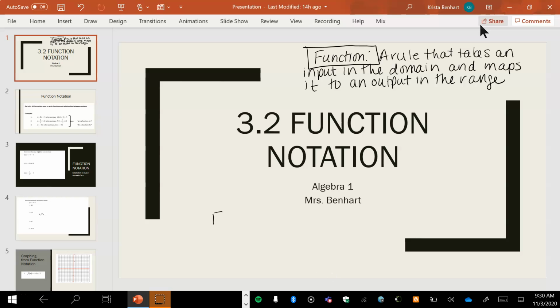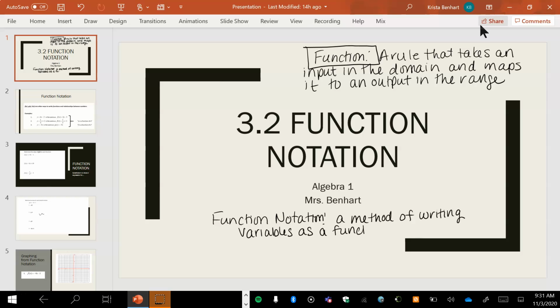Now, function notation is a way of writing a function. So it's a method of writing variables as a function of another variable. Okay, so that covers the two definitions at the top of your page.